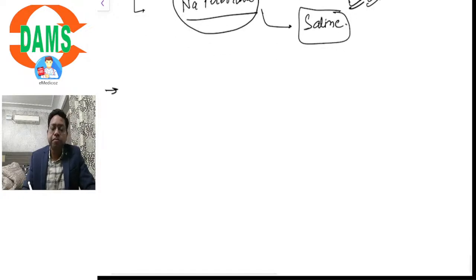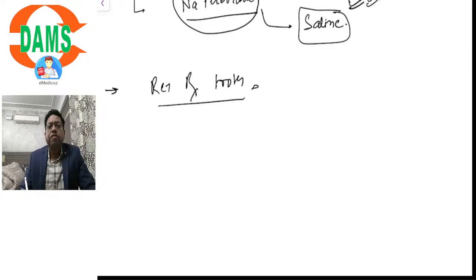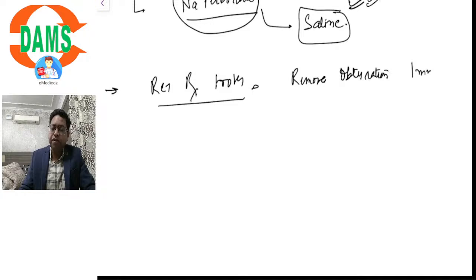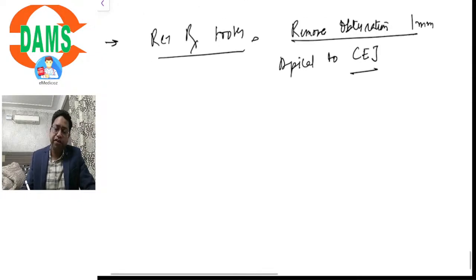What is done in this? There's a non-vital tooth, meaning an RCT treated tooth is there. And we have to improve the shade of such a tooth which has been discolored and root canal treated. So we remove the obturation 1 millimeter apical to the cemento enamel junction. The root canal has already been obturated.